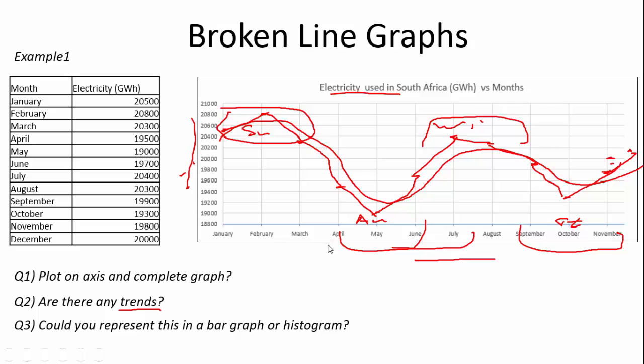Could you represent this data in a bar graph or histogram? Yes, of course you could. I would recommend doing it in a histogram. Why? Because the bins have time. They are continuous. A bar graph will work just as well, though.